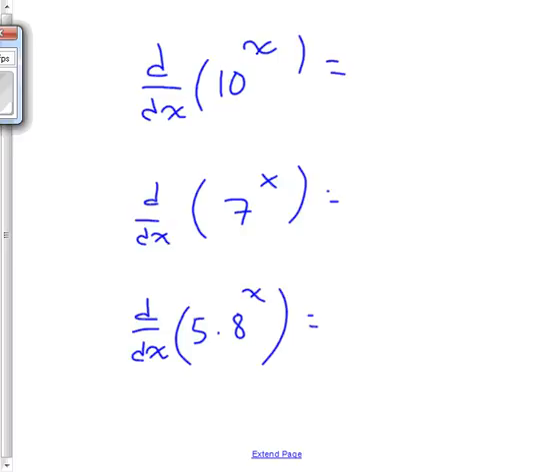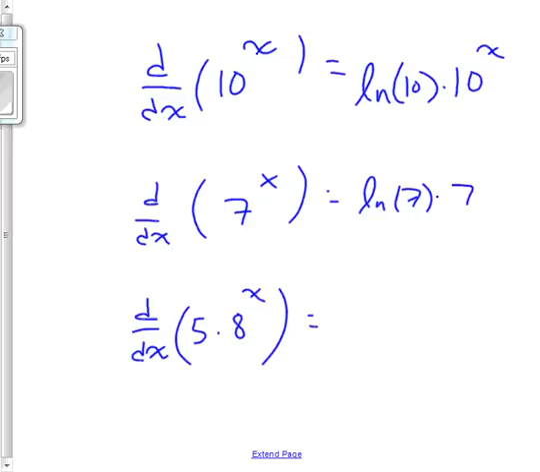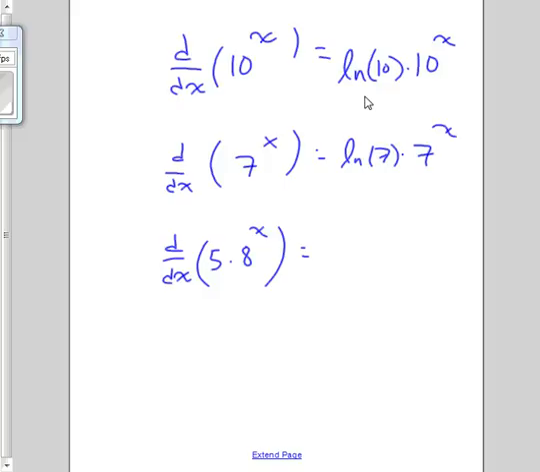Okay, well, the first one, straightforward. It's 10 to the x, so the derivative is ln 10 times 10 to the x. Second one, also straightforward. ln 7 times 7 to the x. The last one's a little bit trickier, but what we can do is just use our derivative rules. We've got this constant 5 in front. So this is the same thing as 5 times the derivative of 8 to the x, which is 5 times ln 8 times 8 to the x.